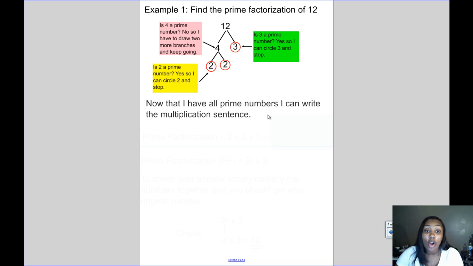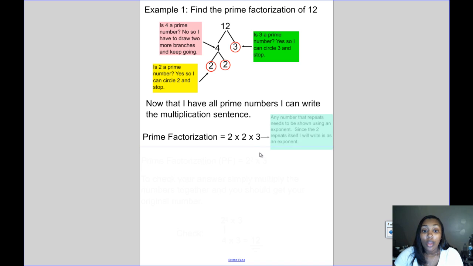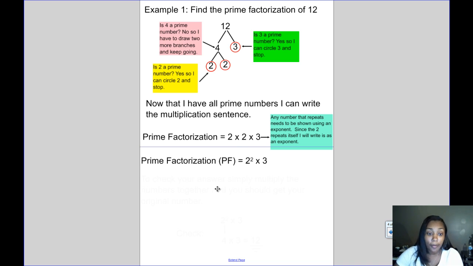So now that you have all prime numbers, you can write the multiplication sentence, because your final answer actually should be in the form of a multiplication sentence. So our prime factorization would be 2 times 2 times 3. Any number that repeats needs to be shown using an exponent. So since the 2 is repeating itself, you're actually going to write this as an exponent. So then our final answer for the prime factorization of 12 would be 2 to the second power, because we have two 2's here, times 3.